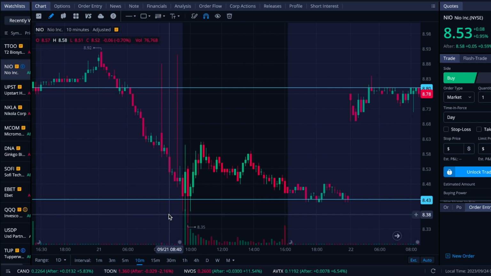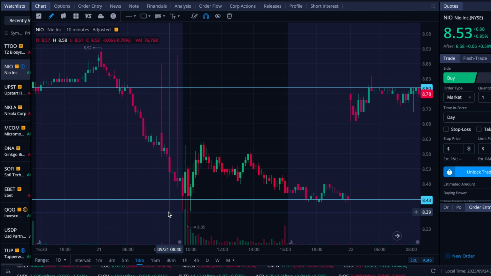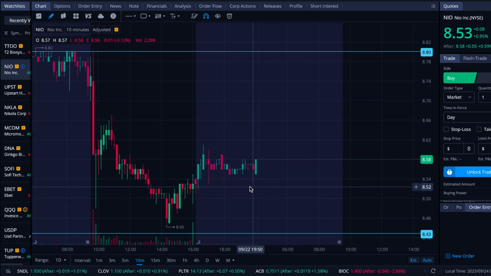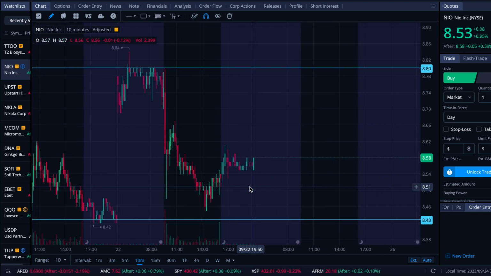I don't know why my cursor keeps disappearing. That's not super helpful. Around 839, 840, there might be a little level there as well if it slips to 843, but I'm not going to put that in at the moment. That's going off very thin price action.